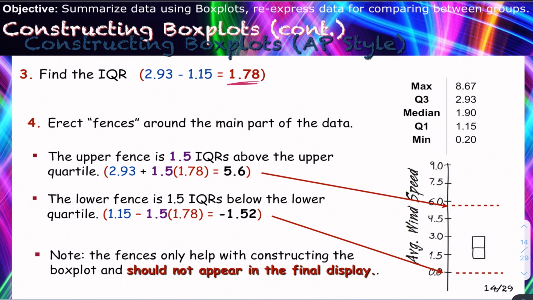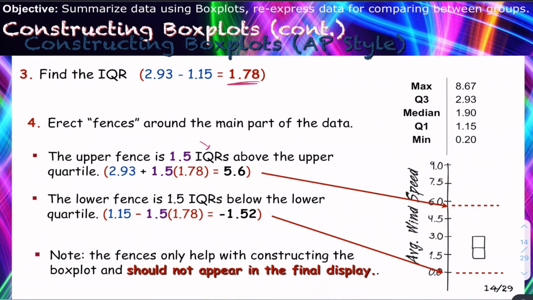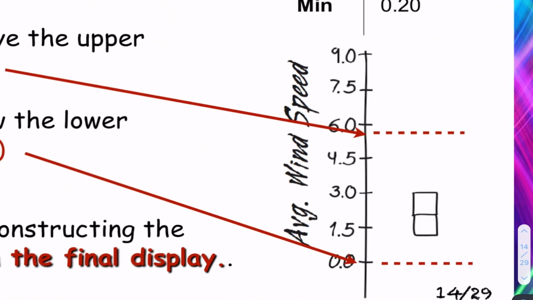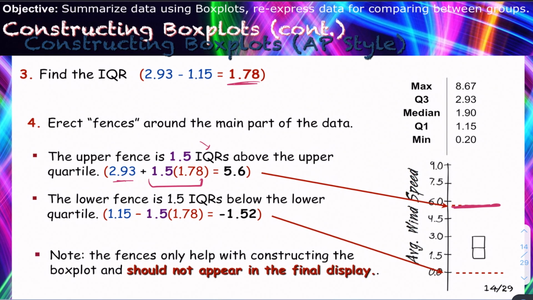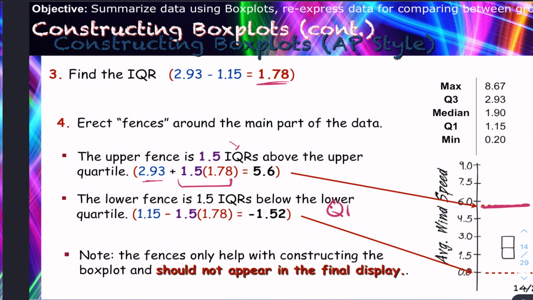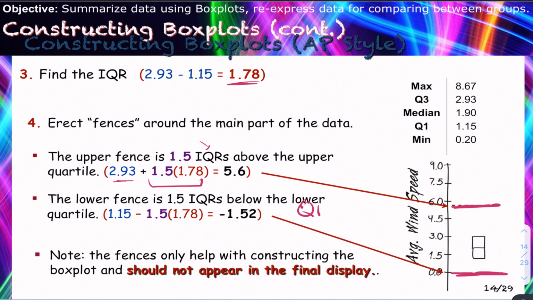This is how we calculate the fences, the whisker parts for our box and whisker plot. So the upper fence is 1.5 times our IQR above Q3. So if we do 2.93 plus 1.5 times 1.78, we get roughly 5.6. Likewise, the lower fence is 1.5 IQRs below Q1. If we subtract that, we get a negative value. Now note, you can't have a negative wind speed, so the lowest value that we can use is 0, and that gives us our 2 fences.